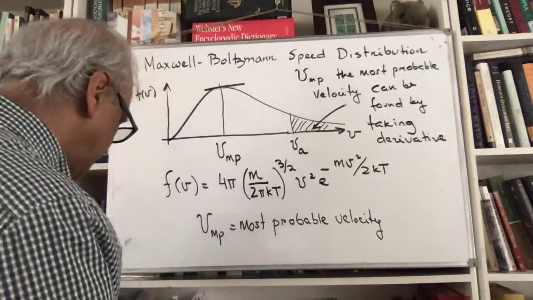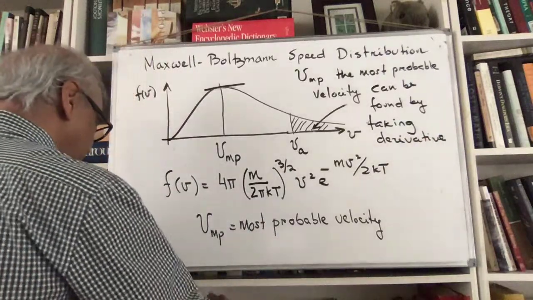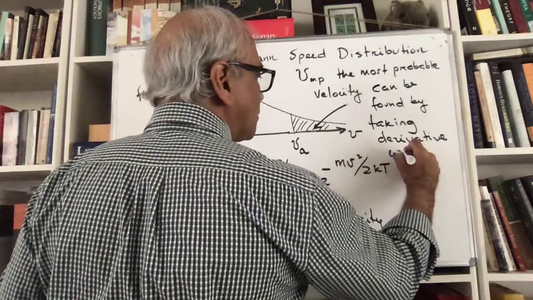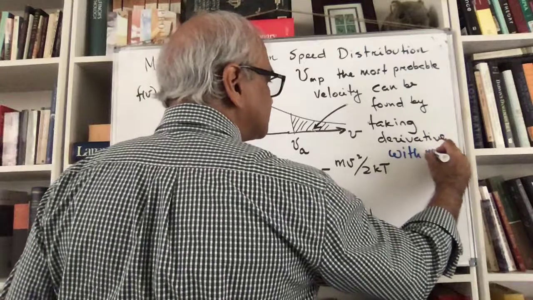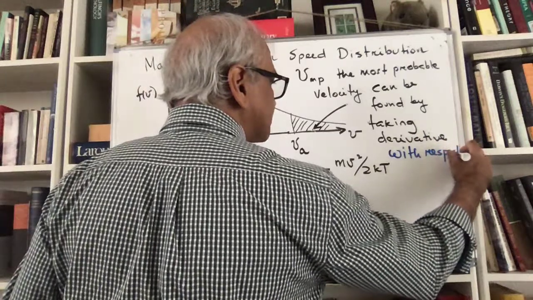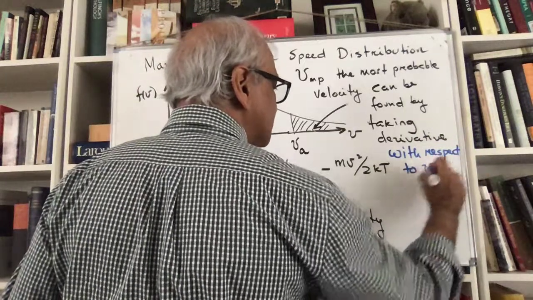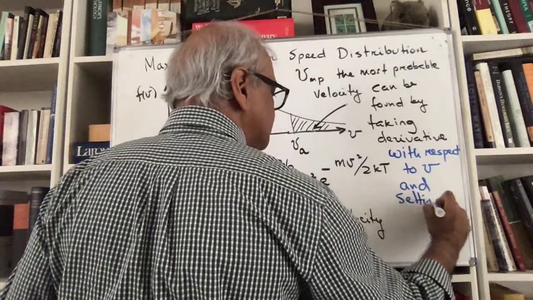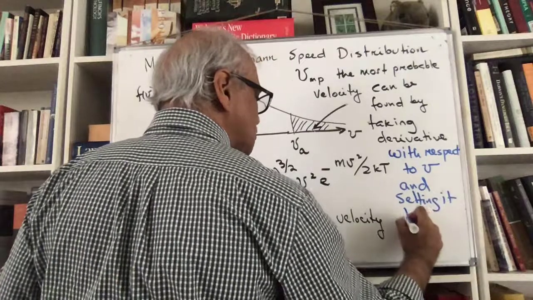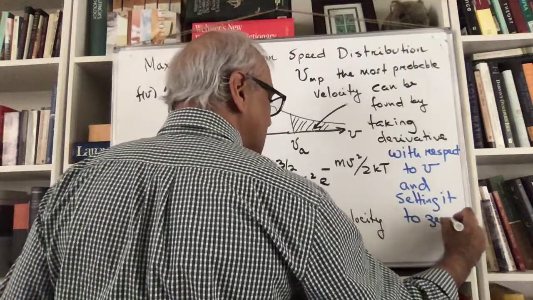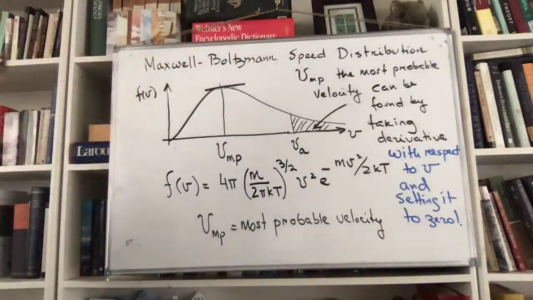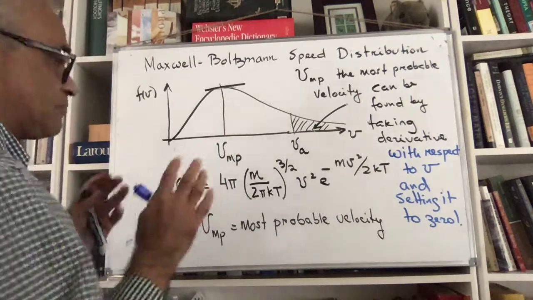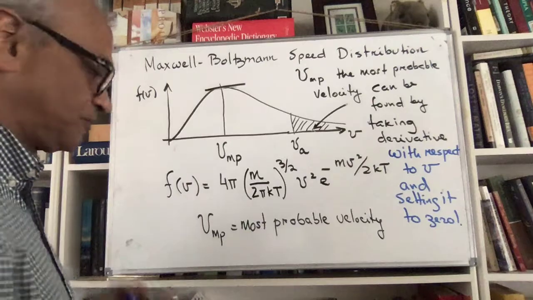Let me use another pen. Taking derivative with respect to V and setting it to 0. And you have to solve it. Okay? So that's the most probable velocity, and we're going to do that.